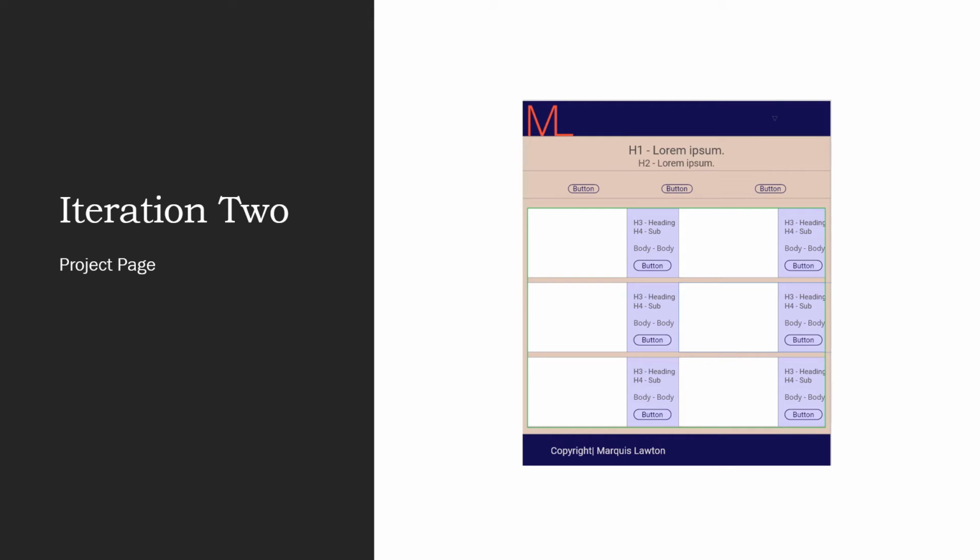This is how my project page would have looked. I liked the light blue colors on the card, so I decided to keep that. And the text is still a little bit too light, but eventually that changes in the next iteration.